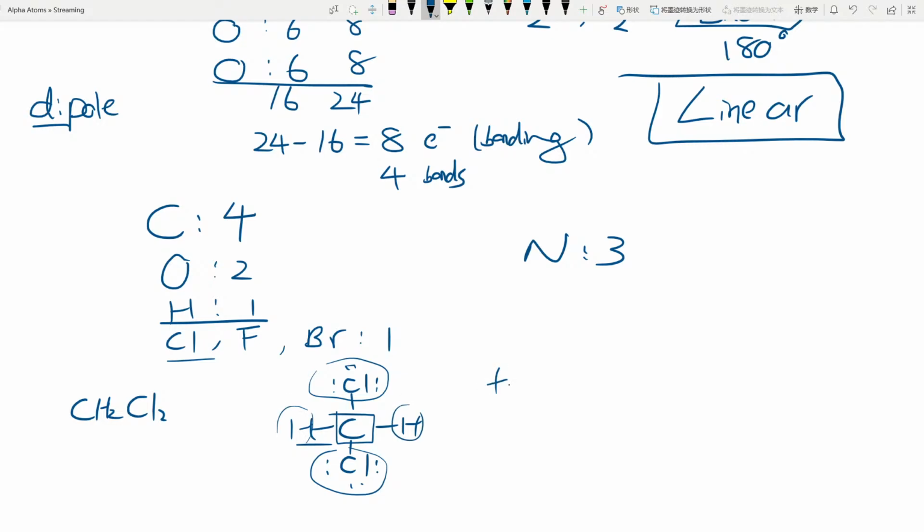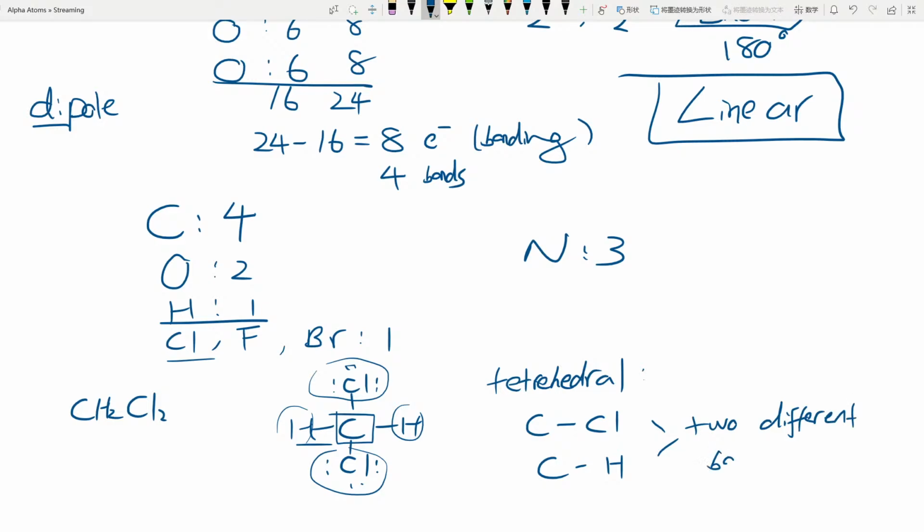Okay, so this has a tetrahedral shape, but overall, this molecule is going to be polar because you have 2 types of bonds. You have CCl bonds and you have CH bonds. Okay, so that means you have two different types of bond dipoles, and they can't cancel each other out.